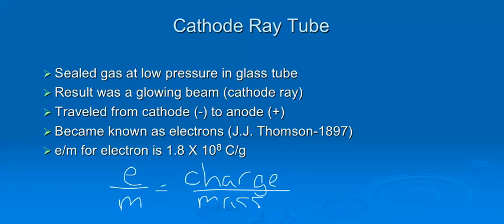So here's what I want you to know about the experiments. Just a little bit about them. What they discovered, in this case they discovered electrons, and the name associated with electrons, J.J. Thomson. Don't worry about the dates. I'm just giving you those for reference.